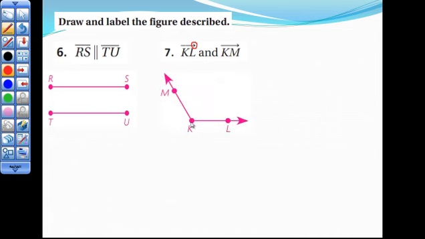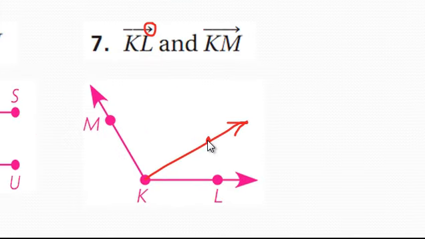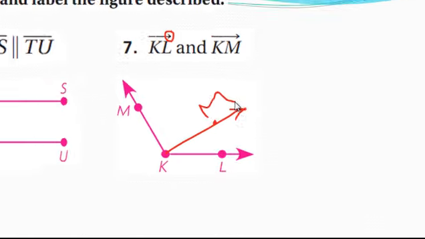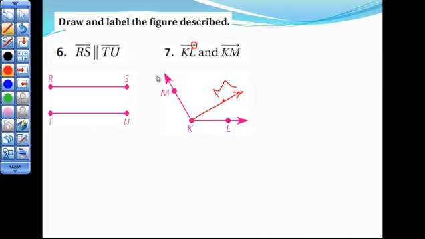If you draw like this, you are right. Sorry, I'm going to repeat it here. If you draw like this, you are right. KM, I can draw M here. Yes. If you draw it like this, you are right. If you draw it like me, you are right. Let's go.